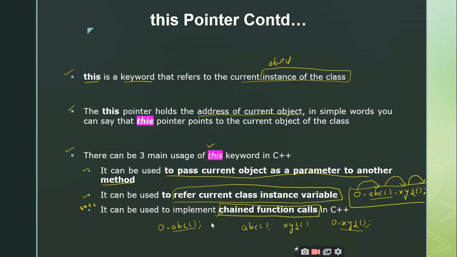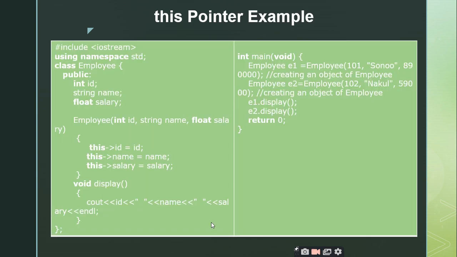So the main usages of this keyword are: it can be used to pass the current object as a parameter to any function, it is used to refer to the current object, and mainly it is used to implement the chained function calls concept. So if it is clear, we will move on to the programming part. Clear, sir.